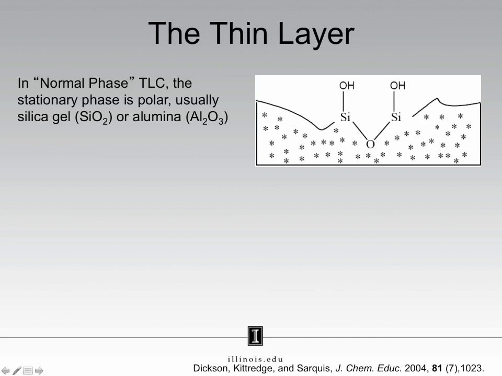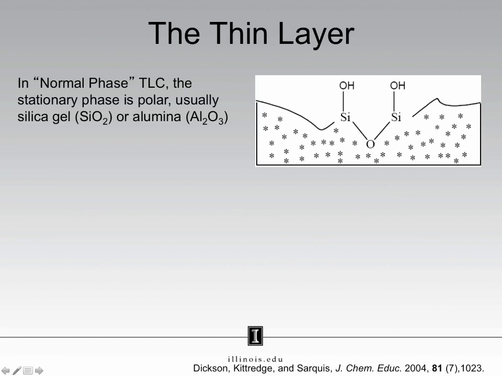So you can see here in the image on the right, silica gel is a network of Si-O-Si bonds. Each of these asterisks represents the network of Si-O-Si bonds in the silica gel stationary phase. The reason that silica gel is polar is because at the surface of the silica gel, we have these silicon-OH bonds, and you know that OH is a very polar bond.